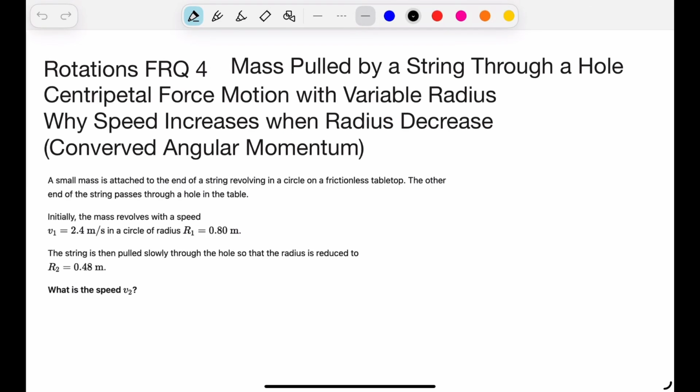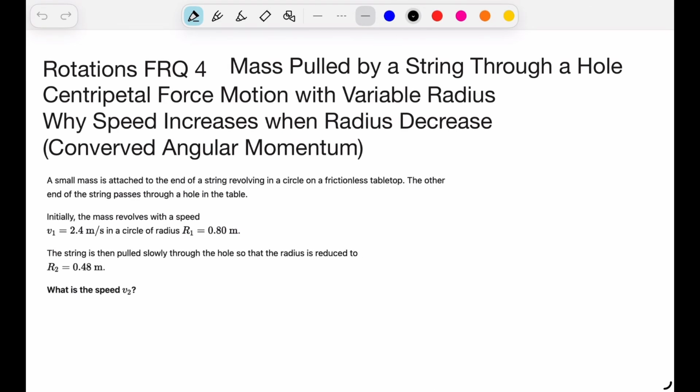In this video, we're going to be doing a rotations FRQ on a mass pulled by a string through a hole. So we're going to see how centripetal force motion is going to change with variable radius, and also why speed increases when our radius decreases.